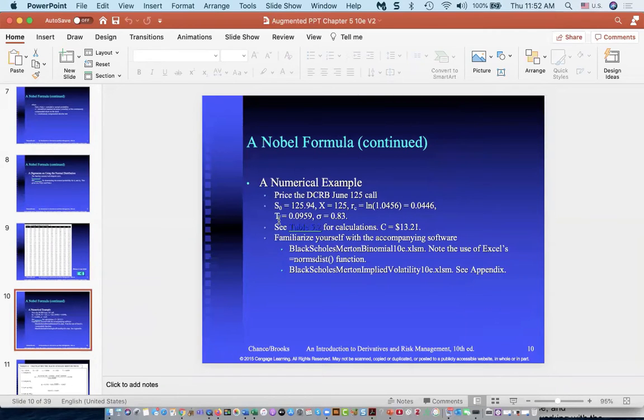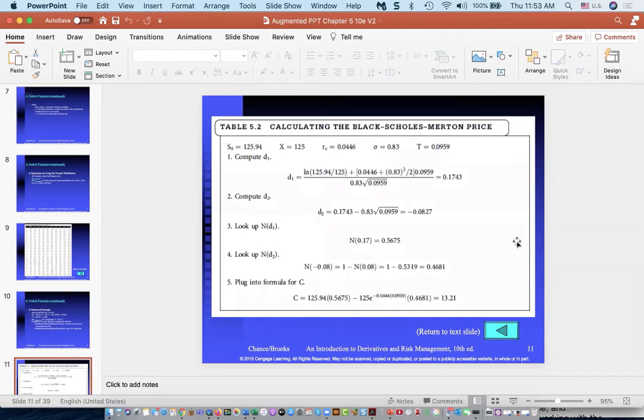Now, these are the data that we are working with. S sub 0 is 125.94. X is 125. R sub C is 0.0446. T is 0.0959, that is converted to years, and sigma is 0.83. Okay? Now you have to apply the Black-Scholes option pricing model. How do you do this? The solution is right in here.